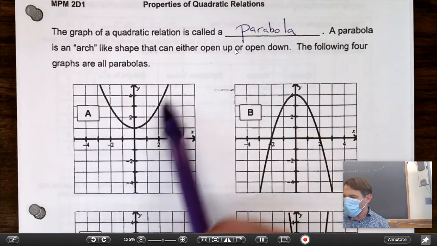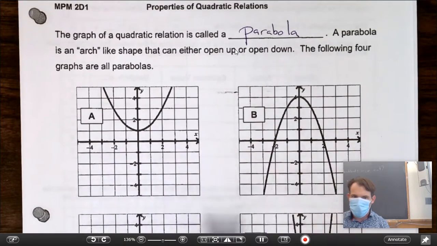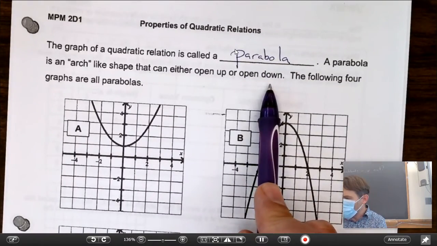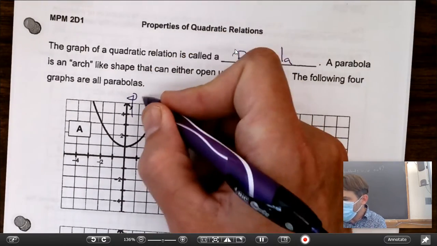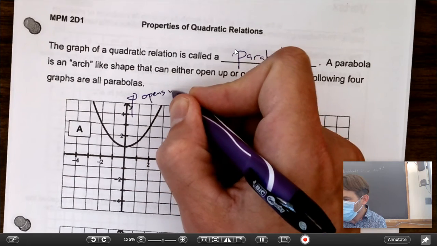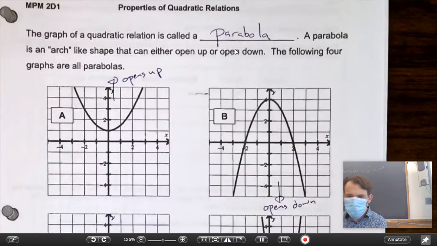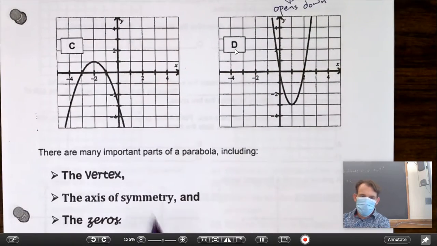A parabola is an arch-like shape, and so we see these arch-like shapes here. We're going to be discussing these various parabolas A, B, C, and D, and they can either open up or open down. The following 4 graphs are all parabolas. So A opens up. So just make a note on there. Opens up. B opens down. All right, so just make some notes on there and get your handwriting all over this to demonstrate your learning. And there's many important points to these parabolas. And some of these important points have the following names.